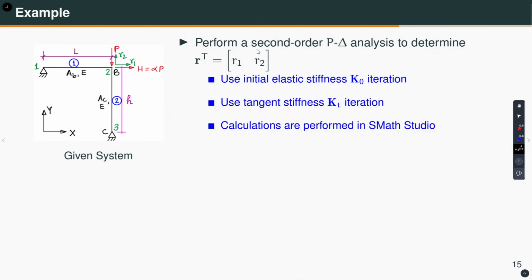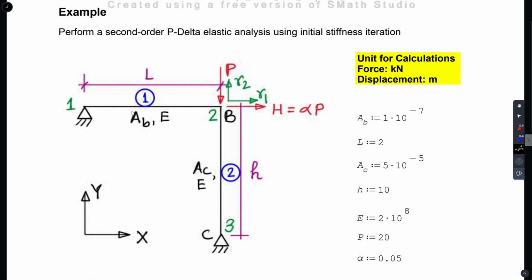Okay. So, perform a second order P delta analysis to determine R1 and R2 using an initial elastic stiffness iteration and using a tangent stiffness iteration. So, we will see the examples in SMath Studio. This example file is already shared with you. Okay. So, the numbers that I have taken are written here. The units I am considering are kilonewton and meter. So, this is AB, the length of the beam is 2. I should not call it a beam, because I am using a truss element. So, the length of the horizontal member is 2, and the length of the vertical member is 10. Okay.